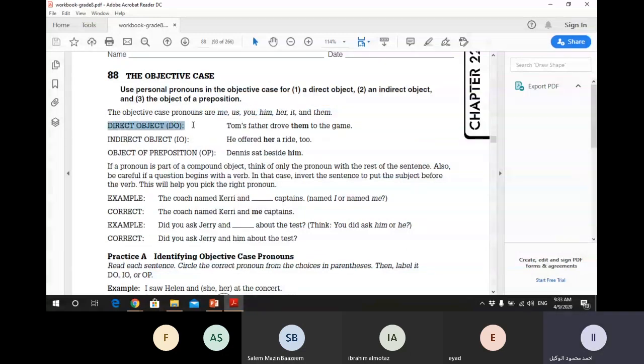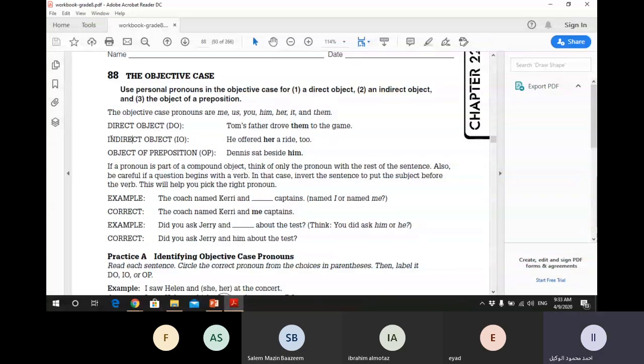For example, the direct object: Tom's father drove them to the game. I can remove them and put two nouns: Tom's father drove Tom and Alice to the game. So we remove Tom and Alice and put the objective case, them.